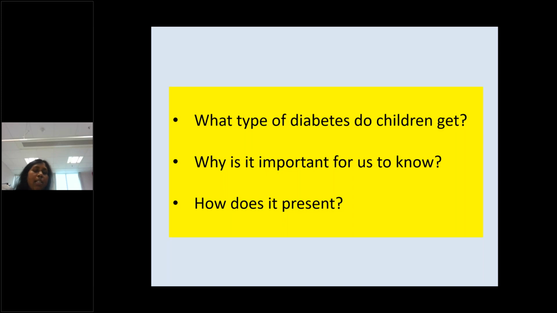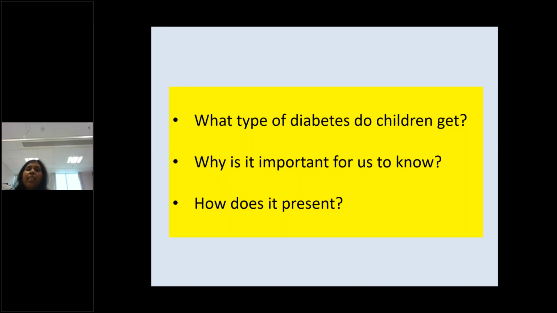And how does it present? So we all know that it can present in a pre-symptomatic state. For instance, some children can come in for a routine dental extraction or other surgical procedures, and they may get their blood glucose done as part of the surgery workup, and they may be found to have high random BGs, which is something we often encounter.